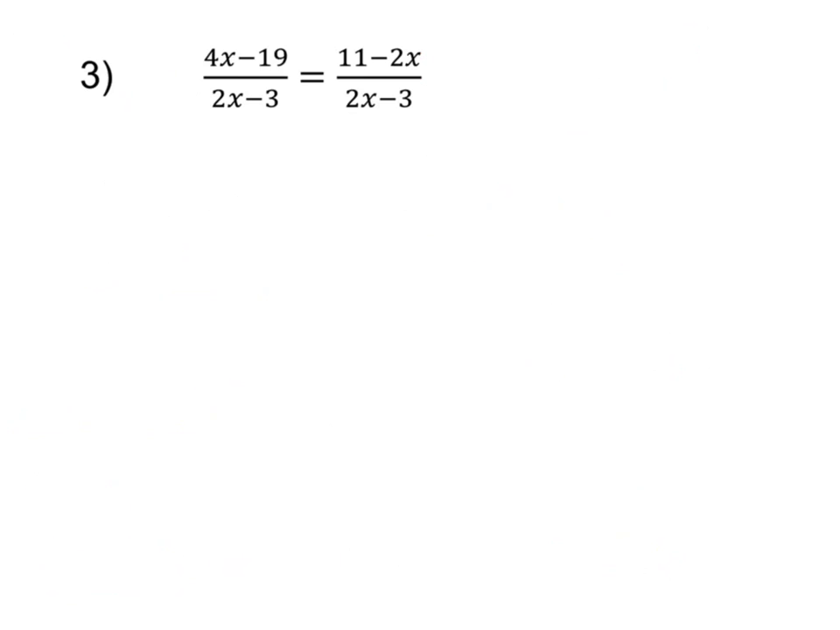Now I want you to try one. This one looks a little bit different, but it's going to be the same idea that we're going to apply. So please pause and solve this equation.